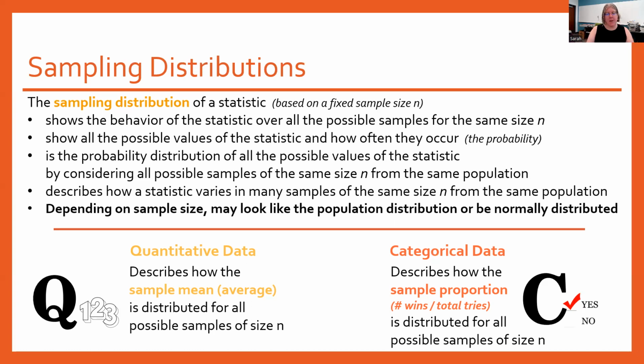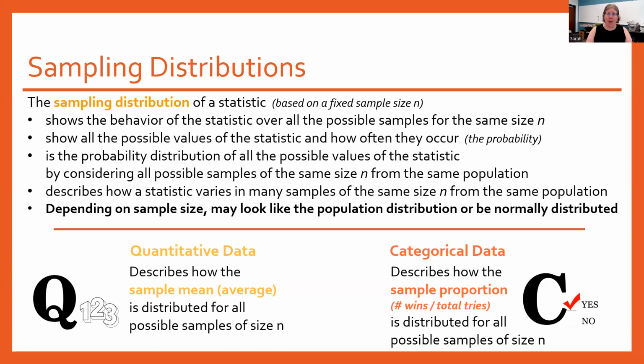A lot of these are different ways of saying the same thing, and you'll see that often worded a little bit differently, but they're all getting at this idea of taking samples, finding the mean for each sample, and plotting all of those means. Depending on the sample size, this sampling distribution may look like the original population distribution, or it can also be normally distributed under special circumstances that we're going to look at.